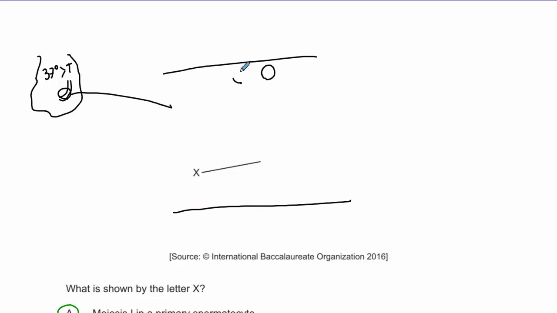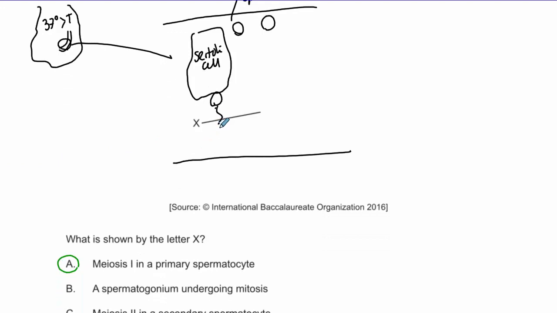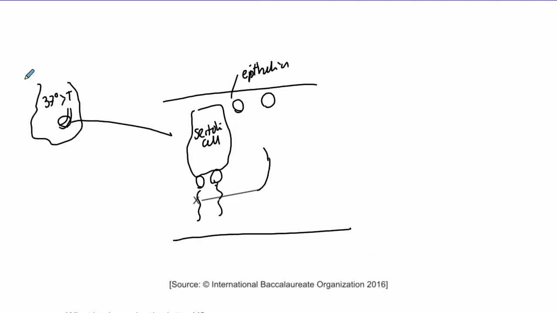and then you have epithelial cells here. Epithelial cells, and then maybe you have a Sertoli cell here. Sertoli cell, that's a food station. And so spermatocytes that are finished with everything, both meiosis 1 and 2, they are feeding here and growing and maturing, or maybe just waiting.